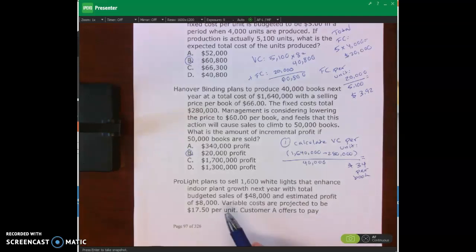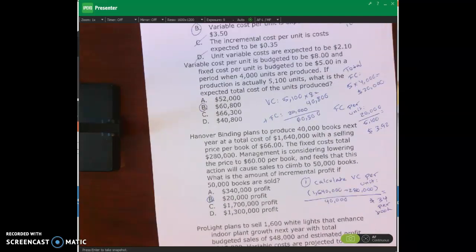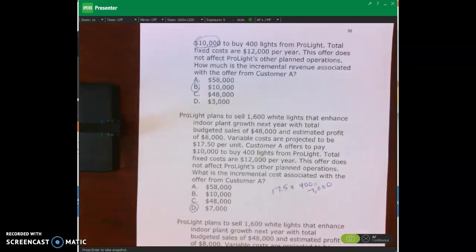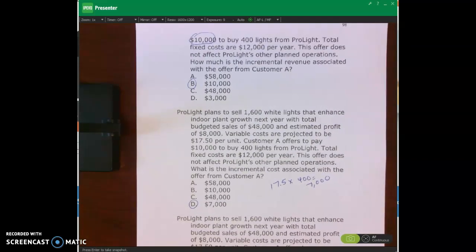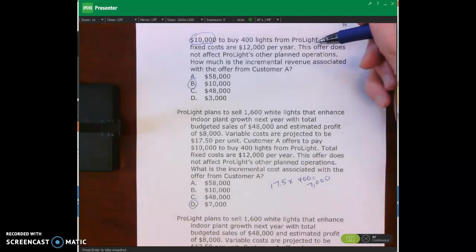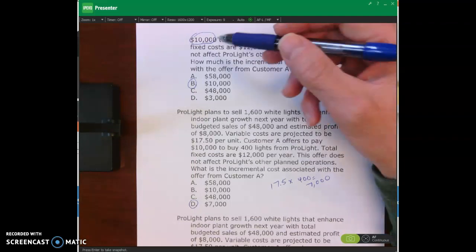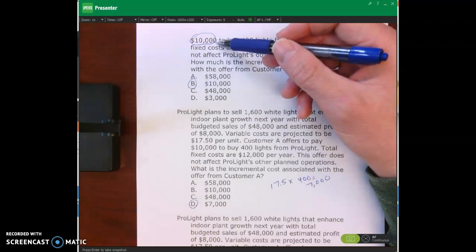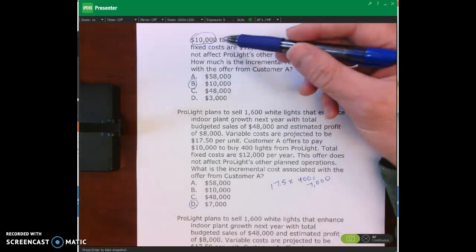Okay, so welcome back. Our company ProLite plans to sell 1,600 white lights that enhance indoor plant growth, with total budgeted sales of $48,000, estimated profit of $8,000, and variable cost per unit of $17.50. Customer A offers to pay $10,000 to buy 400 lights from ProLite. Fixed costs are $12,000. What's the incremental revenue? Well, there's no calculation that you actually have to do. It's simply the amount that ProLite expects to receive from the customer, which is $10,000. That's the right answer, $10,000. It's given to you right there.